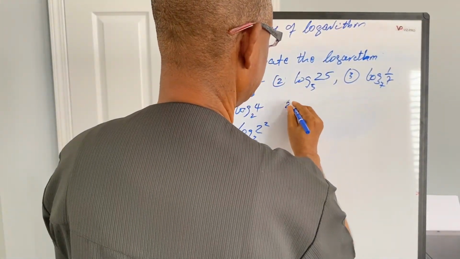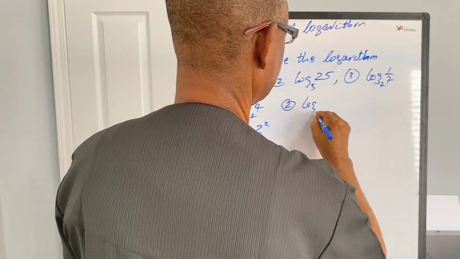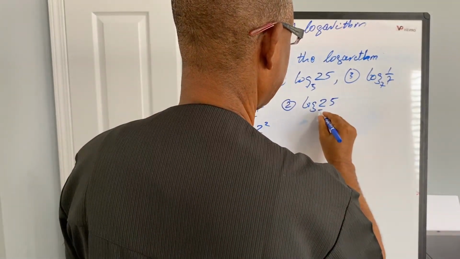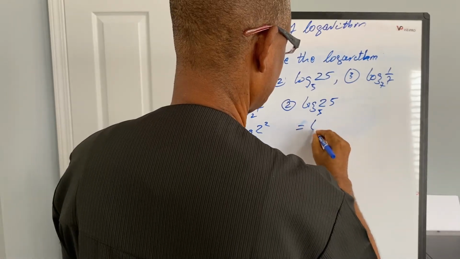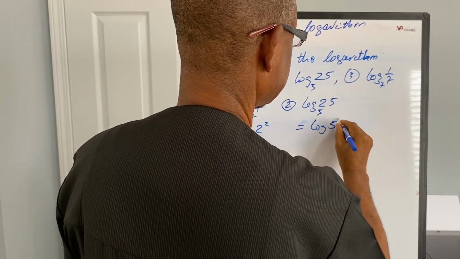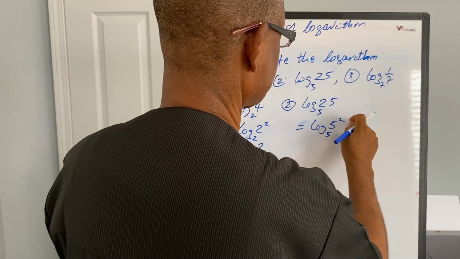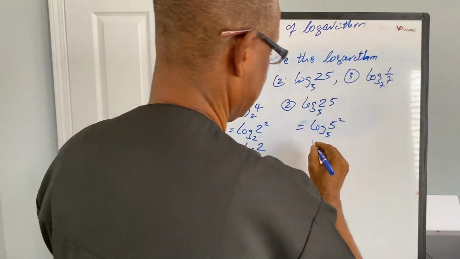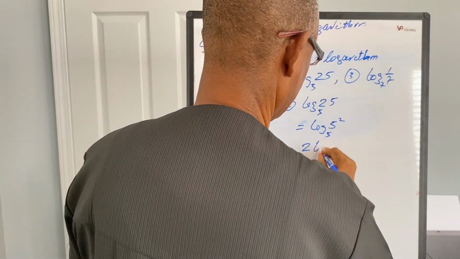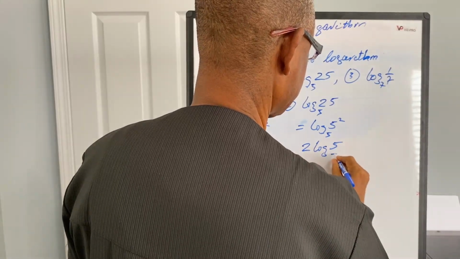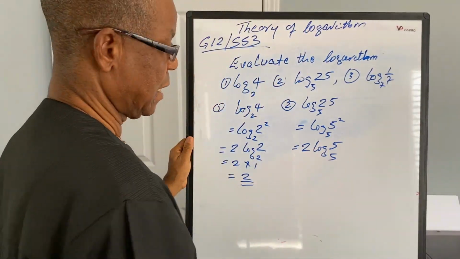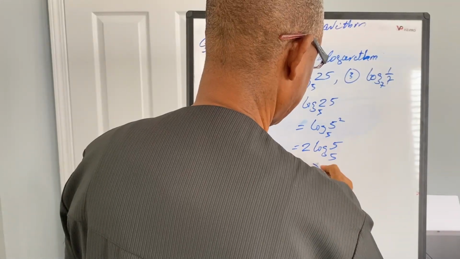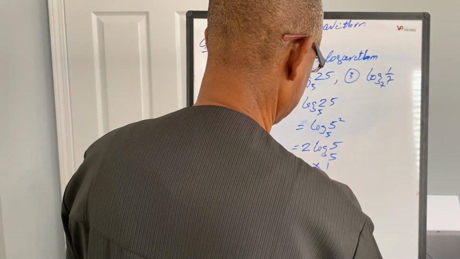Number 2, log 25 base 5. This is log 5 raised to the power 2 base 5. 5 raised to the power 2 is 25, giving us 2 log 5 base 5. And this will result to 2 times 1, that is 2.